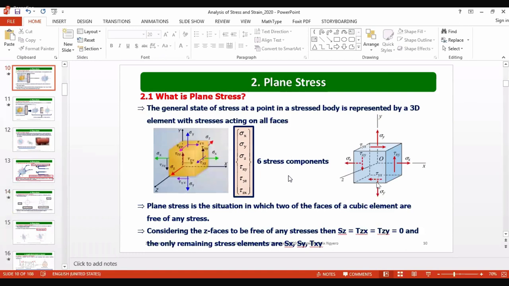The matrix, we are not going to look at that for now. We are not going to look at three-dimensional stress. We'll be looking at two-dimensional stress. So in the video, these six stresses reduce to two-dimensional stress, when the normal stress sigma z is zero.